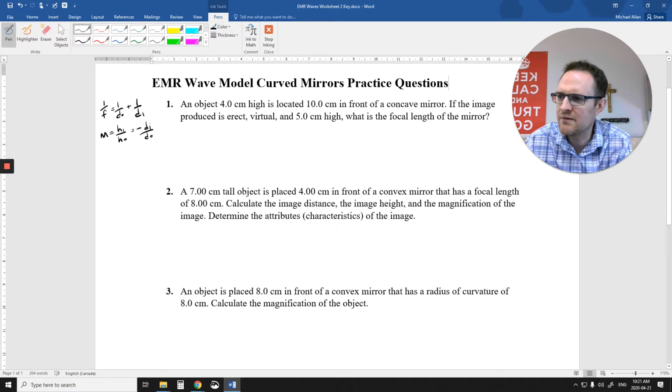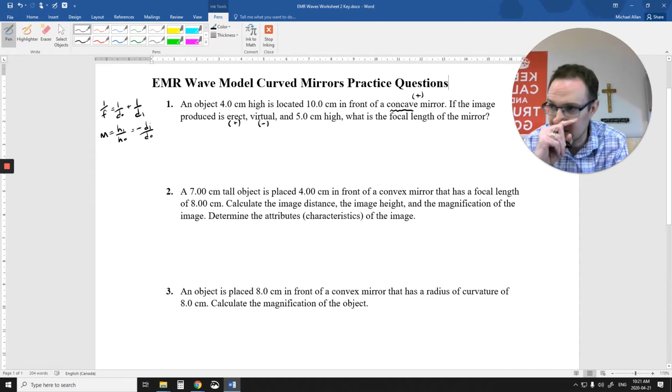So an object is 4 centimeters high. It's located 10 centimeters in front of a concave mirror. So that means it's going to be a positive focal length. Hopefully it's going to be positive. If we don't get positive out, then maybe the question's wrong. We get an image that is erect, so that means it has a positive hi. The virtual image, so that's a negative di, and is 5 centimeters high, so it's a little bit larger than the previous one. What's the focal length of this mirror?